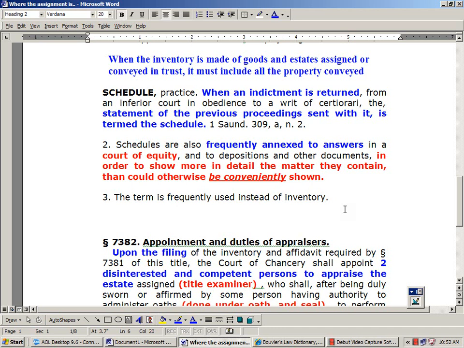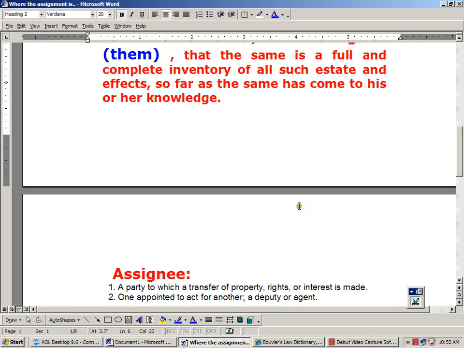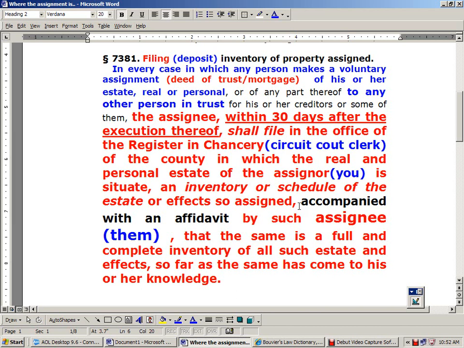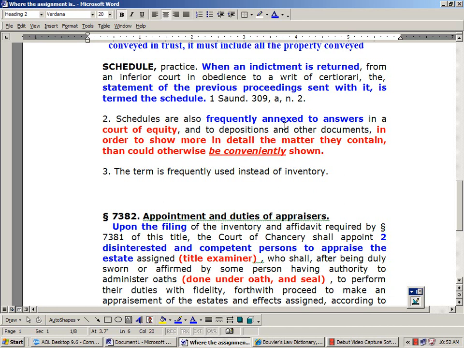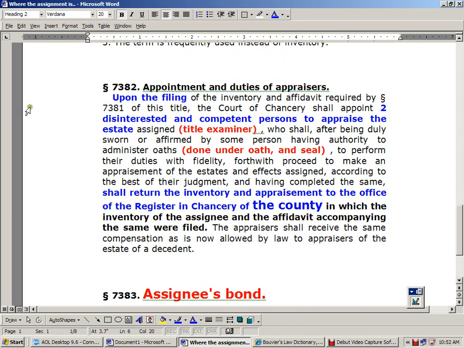Okay, so now this dude, after 30 days, or within 30 days, I'm sure he's done this. He's filed an inventory of the property assigned, which is what's on your deed of trust. So show the clerk your deed of trust. Say, I'd like to see the file for this. Appointment and duties of appraisers. Upon the filing of an inventory and affidavit, the Court of Chancery shall appoint two disinterested and competent persons to appraise the estate. So these guys have no skin in the game.